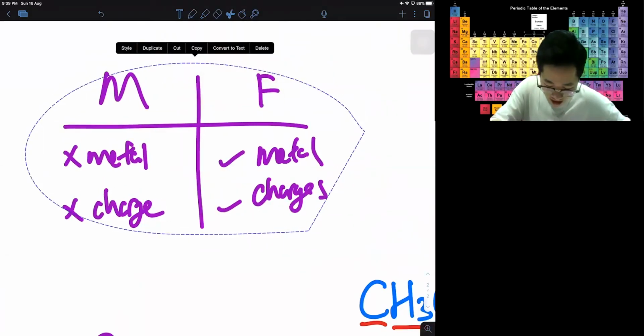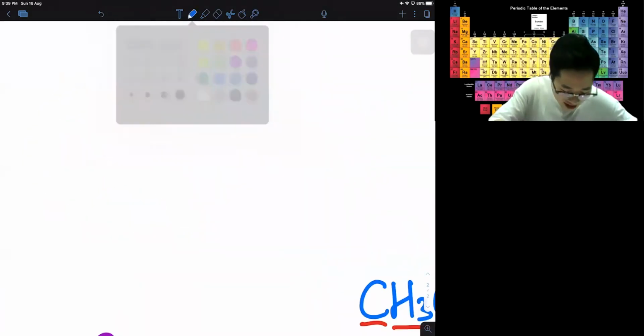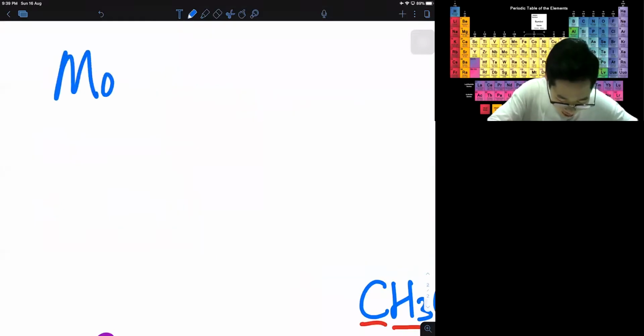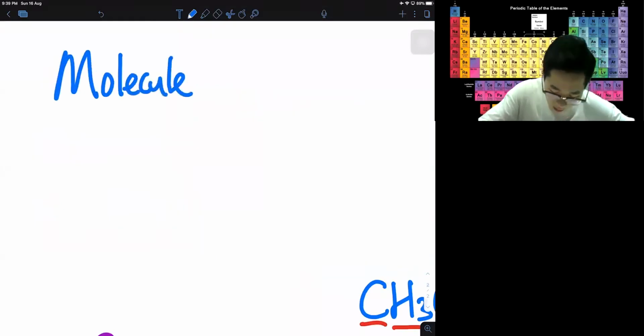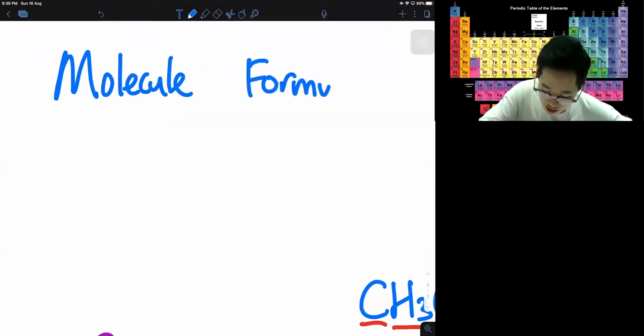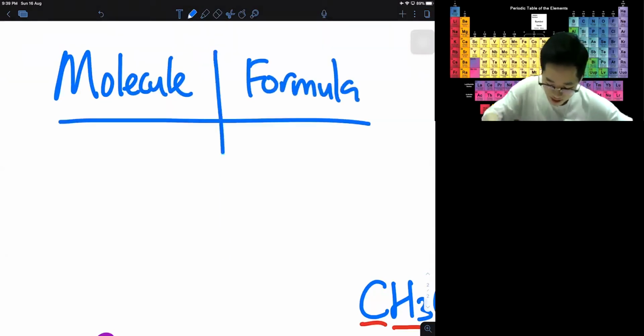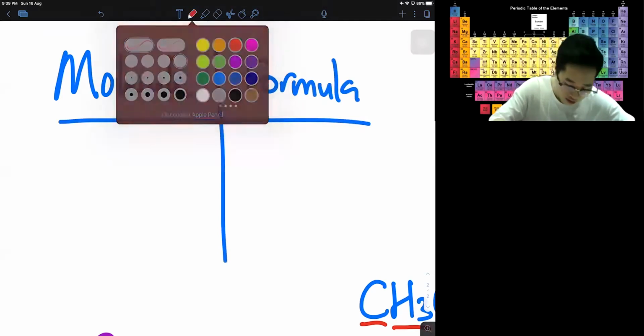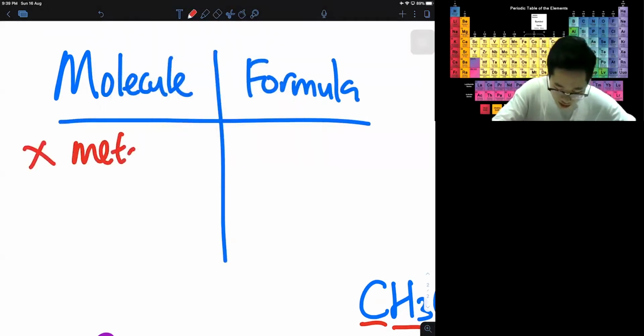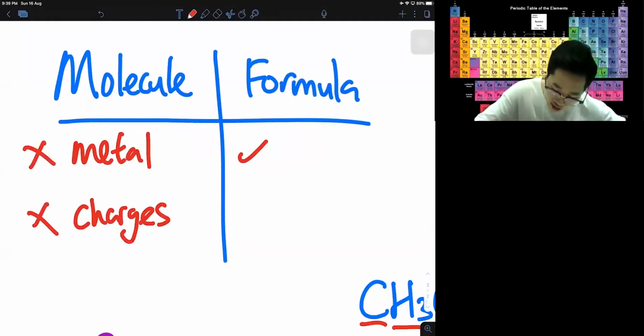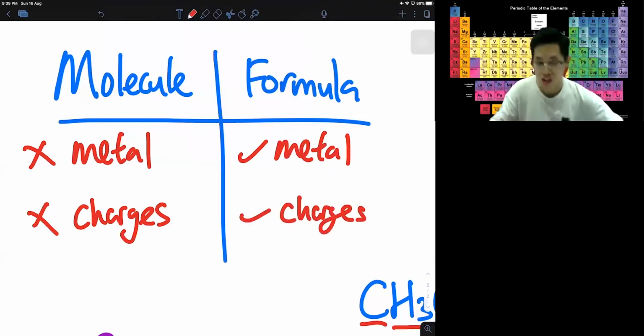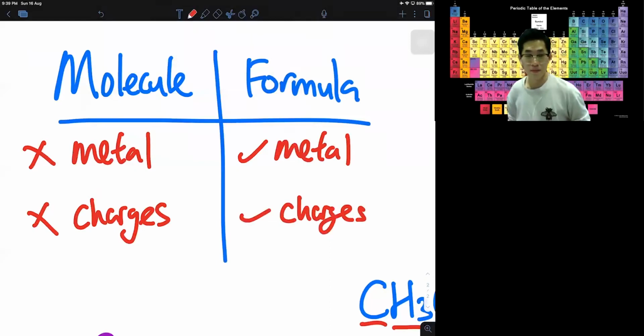Okay. Sorry. I write better so that you can screenshot. Molecule formula. I write nicer. Okay. Molecule: no metal, no charges. Formula: this one must have a metal and then must have a charge. Okay, that's it.